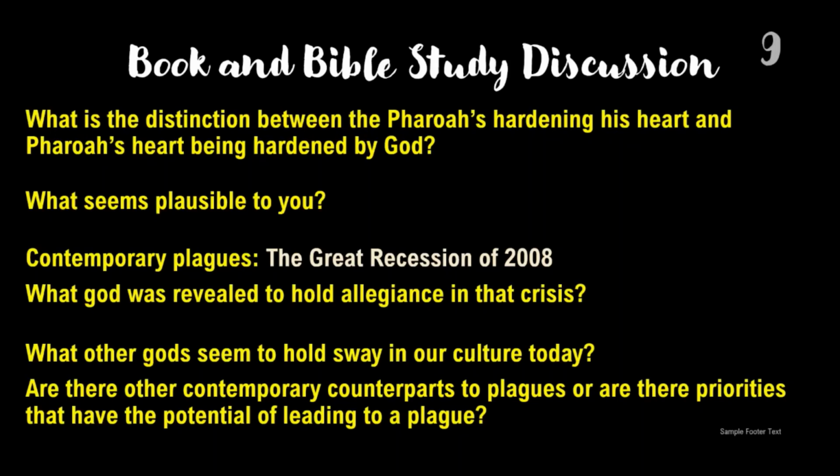Oh, this is a good question. What is the distinction between Pharaoh hardening his heart and Pharaoh's heart being hardened by God? So this is something we were talking about yesterday. Later on in Romans, Paul talks about this and says that God hardened Pharaoh's heart. So in other words, it wasn't Pharaoh. He's saying that in that context, Pharaoh didn't have a will. It was God who hardened his heart. And the question's asking, what's the difference?